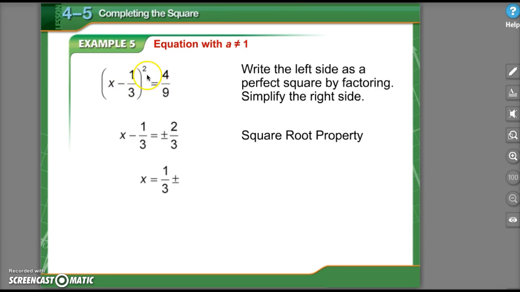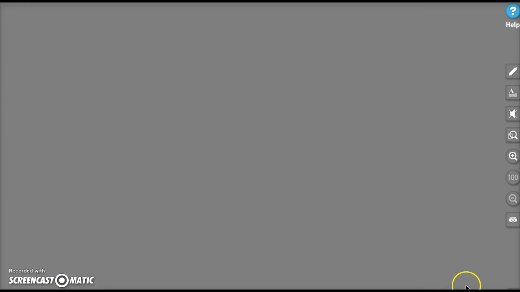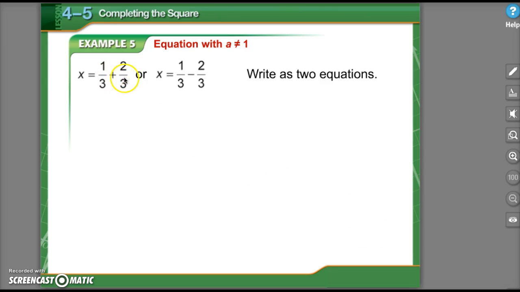We're going to square root each side. So on the left side, the square just goes away. On the right side, the square root of 4 is 2, and the square root of 9 is 3. So we have plus or minus 2/3. Then you're going to add 1/3 to each side. 1/3 plus or minus 2/3. And then simplify that. 1/3 plus 2/3 is 1. 1/3 minus 2/3 is negative 1/3. So our two answers are x equals 1 and x equals negative 1/3.